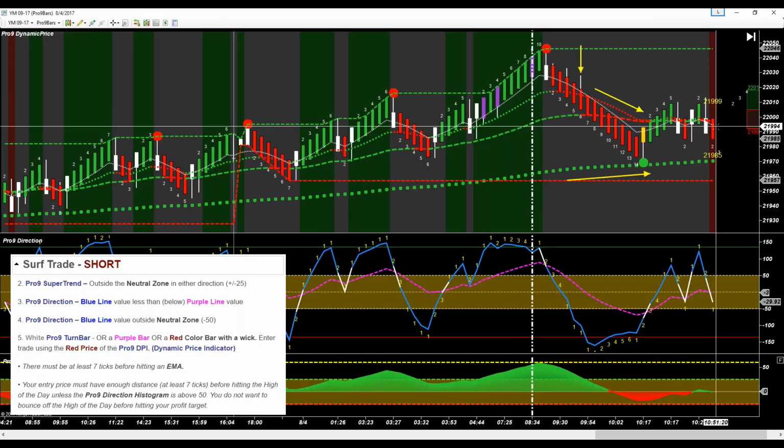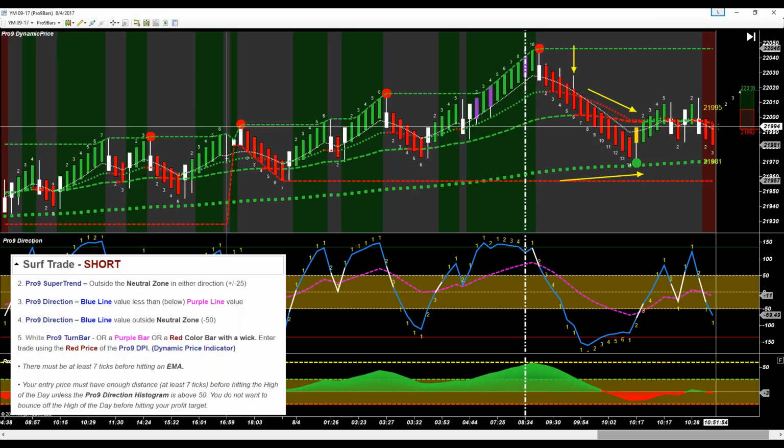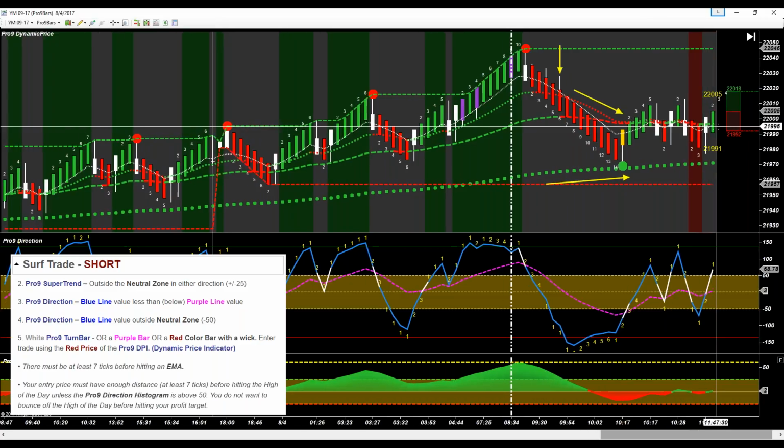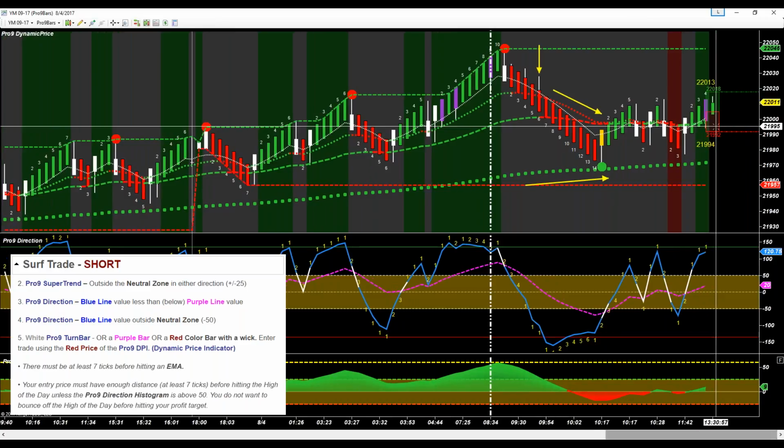We had a qualified continuation here, but again, we're not taking any trades because we recognize that it's chop. Would have gotten stopped out. And again, I'm not going to take a trade until I see a return to clearer trends.